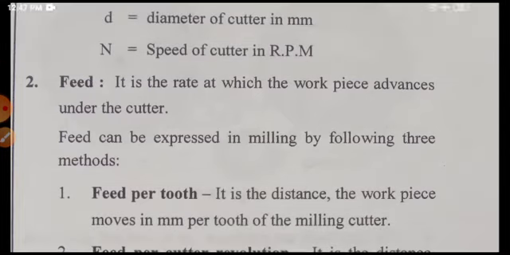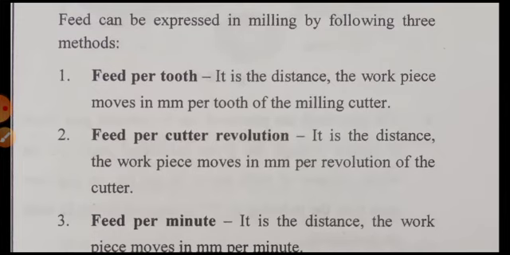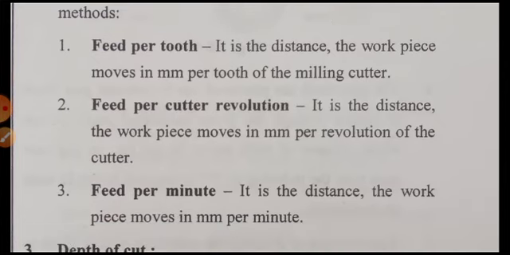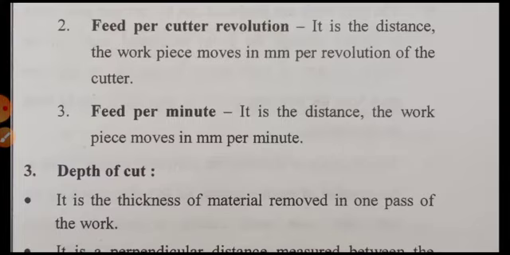Now feed. It is the rate at which the workpiece advances under the cutter. The chip thickness depends on that feed. Feed can be expressed in milling by three methods: feed per tooth, feed per cutter revolution, and feed per minute. Feed per tooth is the distance the workpiece moves in millimeters per tooth of the milling cutter. Feed per revolution is the distance the workpiece moves in millimeters per revolution of the cutter, and feed per minute is the distance the workpiece moves in millimeters per minute.